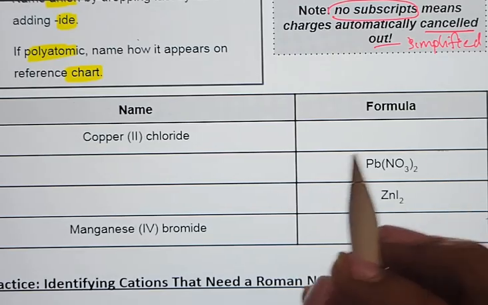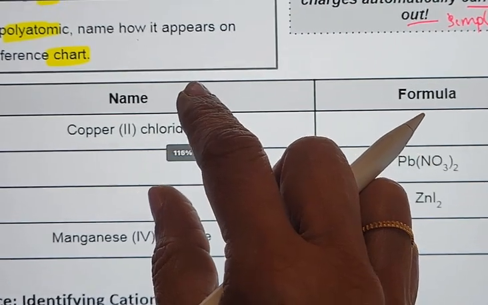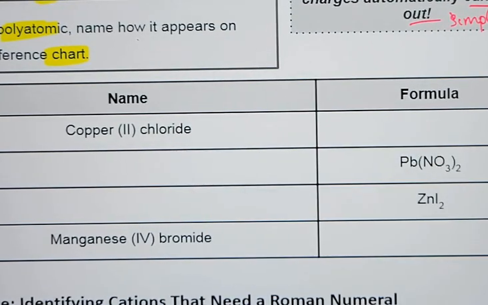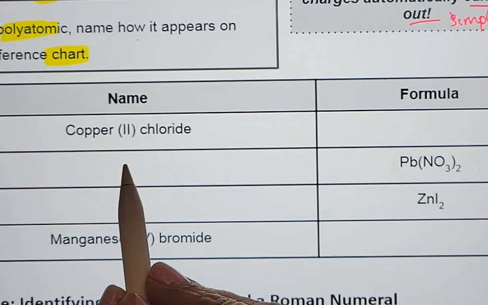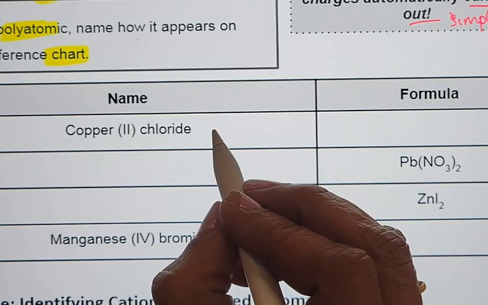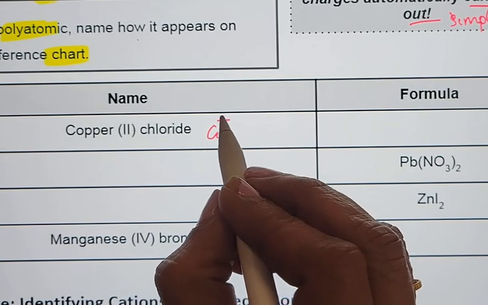Okay. Copper 2 chloride. This time you have a name given there. Copper. What is the charge for copper? You don't need to look at the periodic table. It is given to you. You are not responsible for memorizing. 2. Okay, so go ahead and write Cu2+.